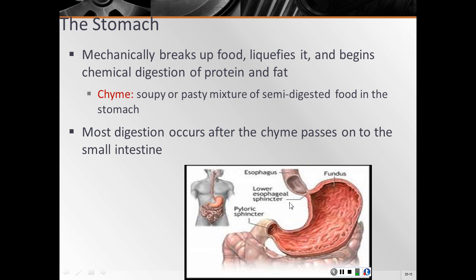So here within the stomach, we have the beginning of the digestion of proteins within the body. Proteins and fats. And carbohydrates start to digest in the oral cavity, and they continue to be digested all the way through. But just proteins and fats begin to digest within the stomach. So please remember that. Now, most digestion occurs after the chyme passes on to the small intestine.